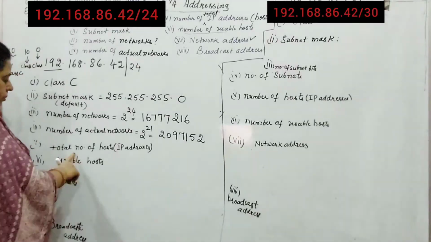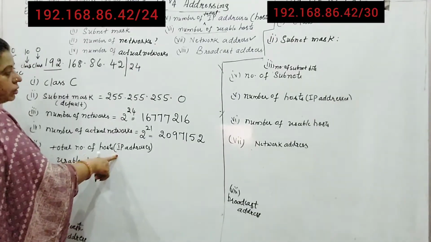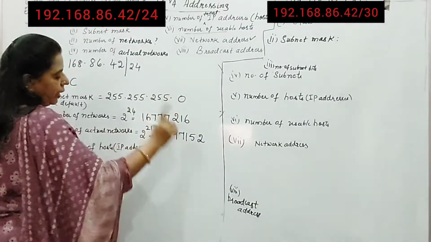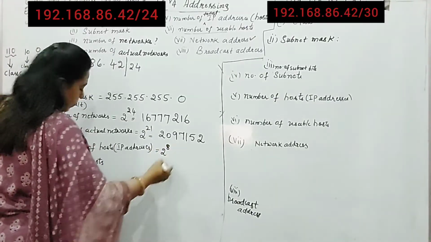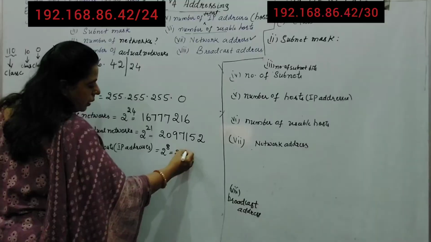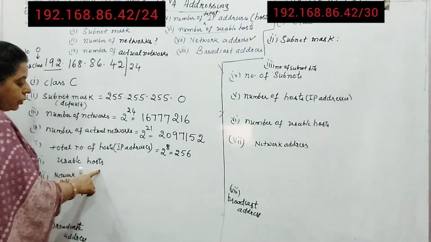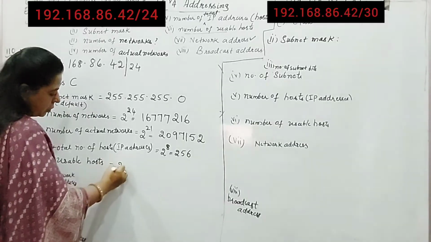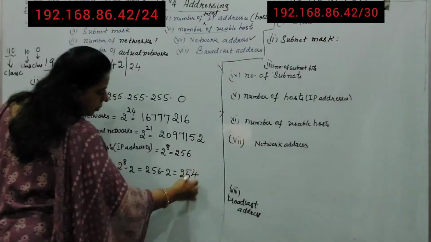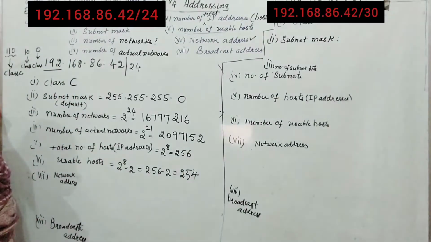2,097,152 networks are possible. Look at the number of hosts here, because for host only 8 bits are there, so 2 to the power of 8, 256 IP addresses or hosts are possible, but usable hosts will always be minus 2, so it will be how much? 2 to the power of 8 minus 2, 254 hosts are possible in each network.